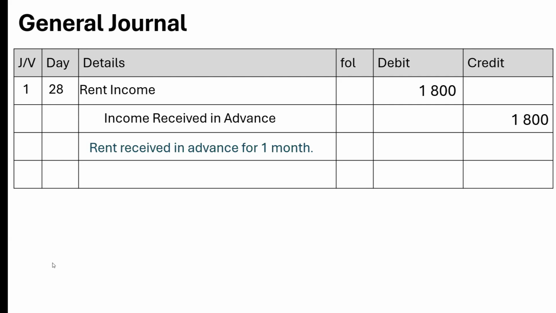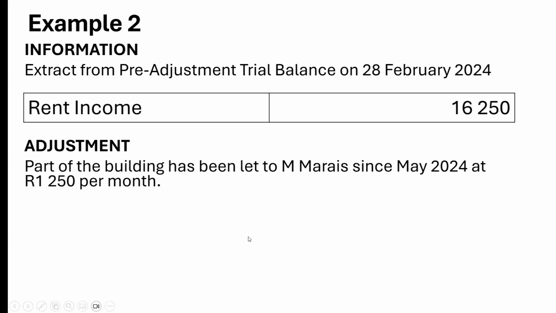So this was your first example, very easy example. Let's go one harder. Example number 2. We have an extract from the pre-adjustment trial balance. My year ends 28 February 2024. Then it states that rent income, we've received 16,250. Now it says part of a building has been let to Marie since May 2024 at 1,250 per month.